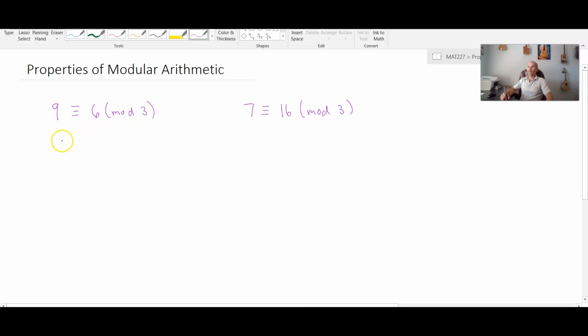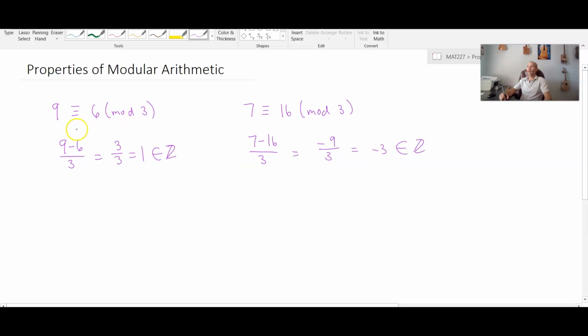So this is a true statement, again, because 9 minus 6 divided by 3 is equal to 3 divided by 3, which is equal to 1, and 1 is an integer, and therefore that's a true statement. And it's also the case that 7 minus 16 divided by 3 is equal to negative 9 divided by 3, which is equal to negative 3, and negative 3 is an integer, so that's also a true statement.